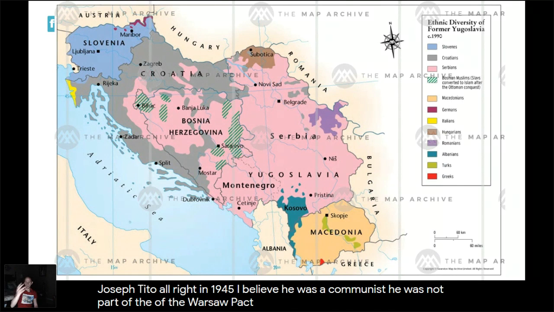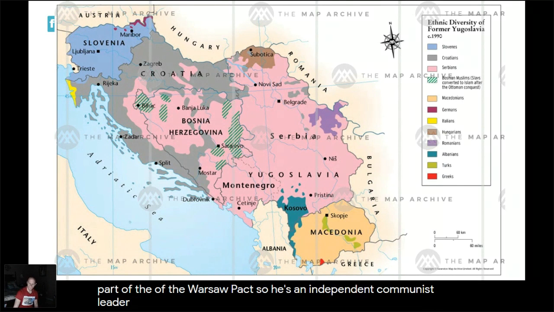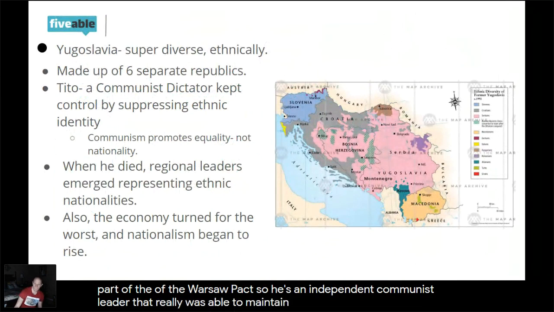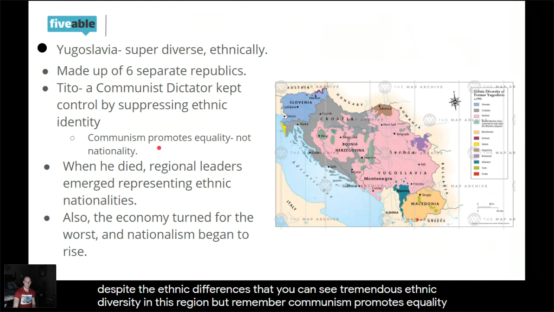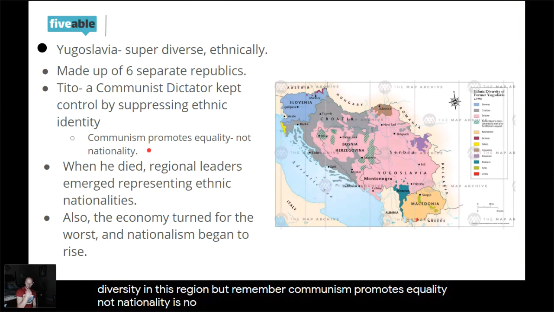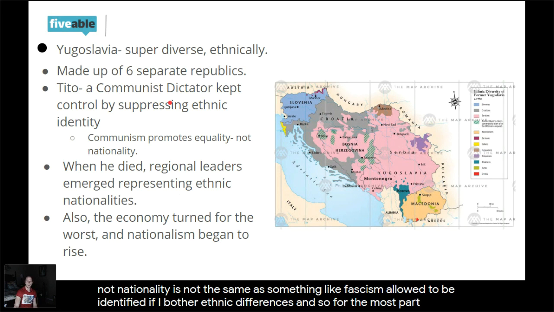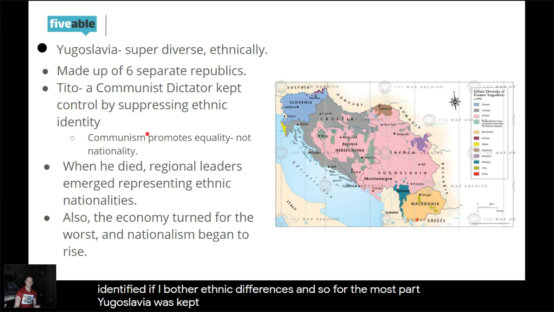So he's an independent communist leader that really was able to maintain stability in this region, even despite the ethnic differences that you can see. Tremendous ethnic diversity in this region. But remember, communism promotes equality, not nationality. It is not the same as something like fascism. So everyone was a worker. They weren't allowed to be identified by their ethnic differences. And so for the most part, Yugoslavia was kept mostly in check due to that process.